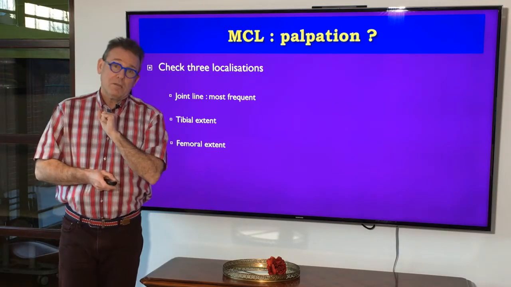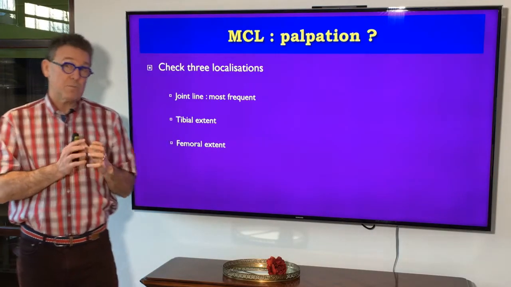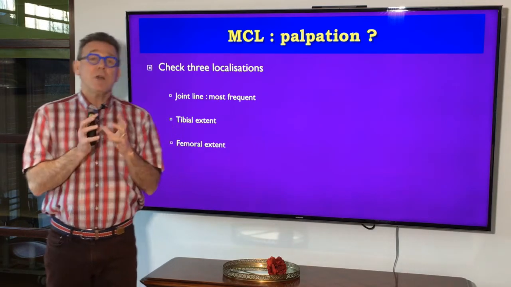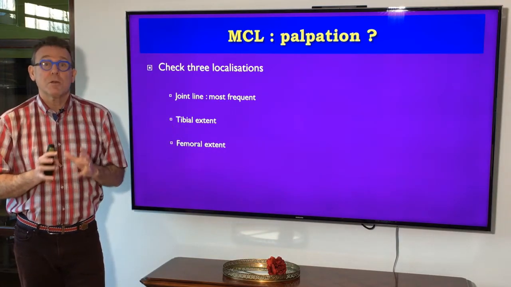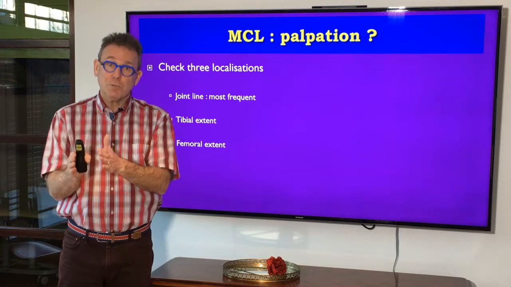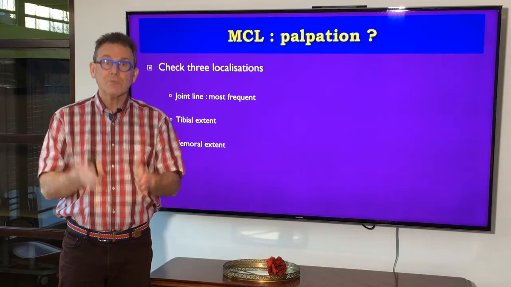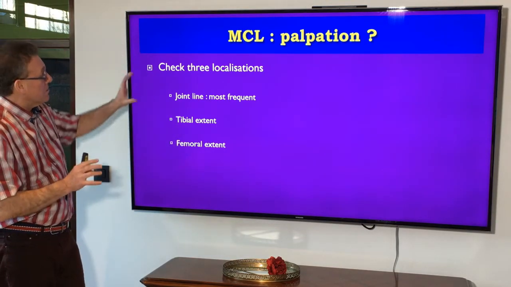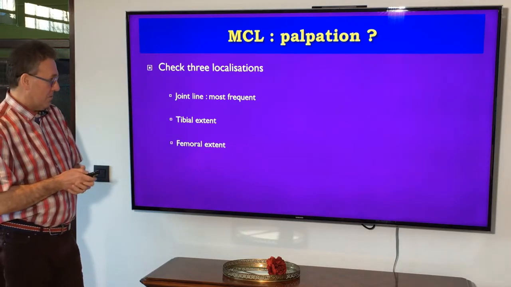When we palpate the MCL, it's a pretty long ligament. It's a broad, long and flat ligament. You have to compare 3 localizations by palpation: joint line, femoral part, tibial part. Always standard, check 3 localizations. Mostly the lesion lies at the height of the joint line.